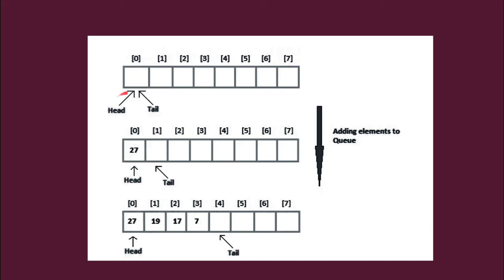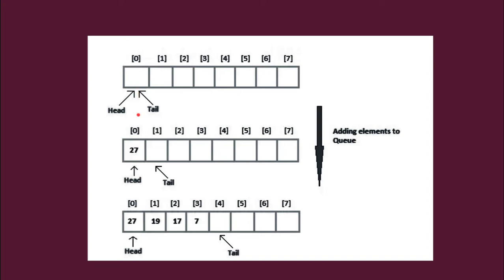Now here we are using the array concept. Let us assume an array of size 8, ranging from 0 to 7. Initially head is equal to tail. That means head and tail point to the same position. That means initially nothing is there in the queue. The queue is empty.